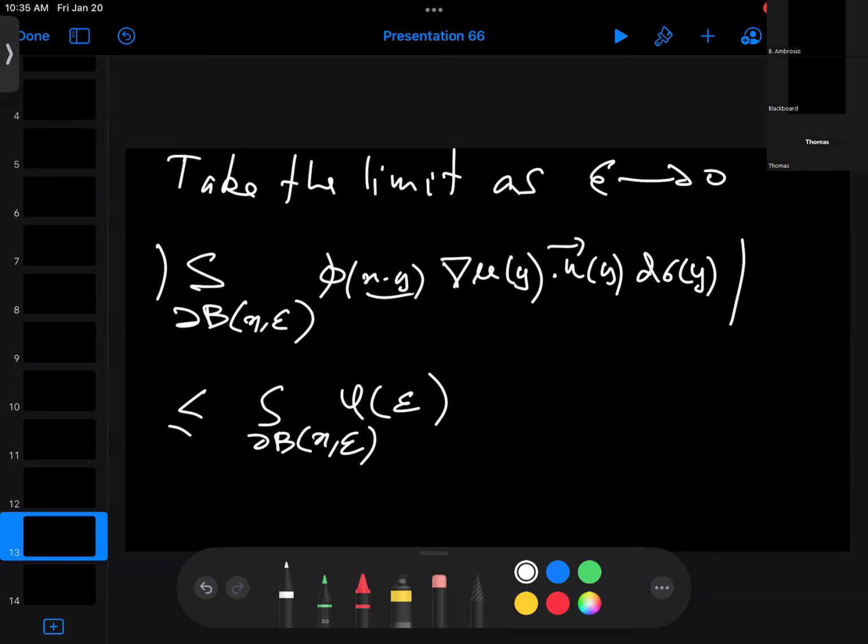And so here I use Cauchy-Schwarz, for example, so I can maximize by the sup over y, but let's say x over omega bar, of the norm of grad of u. This is finite because u is of class C2 on omega bar. This is of norm 1, so I'm good. And then I have the integral d sigma y.